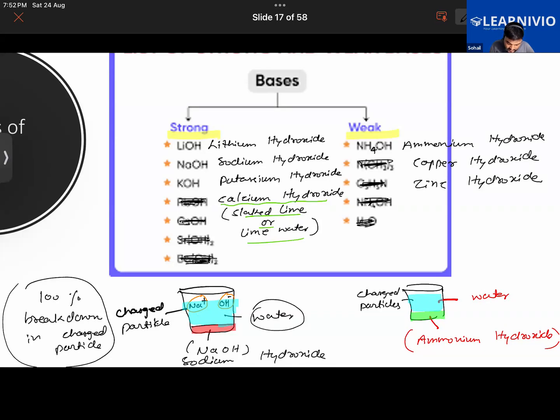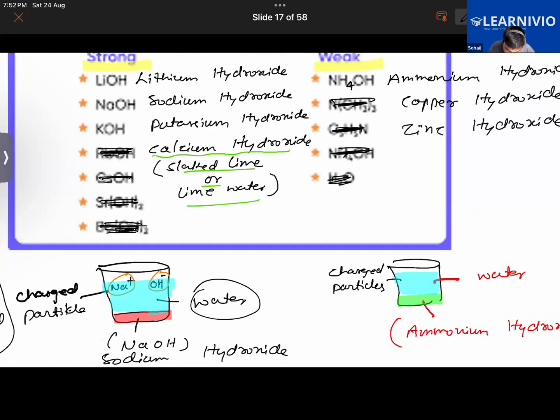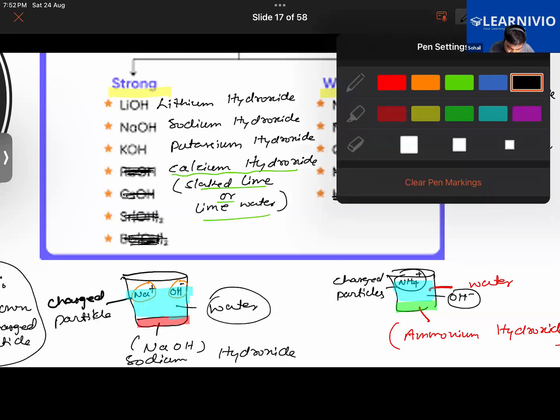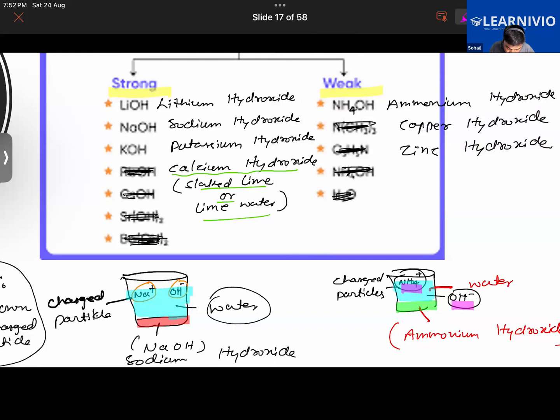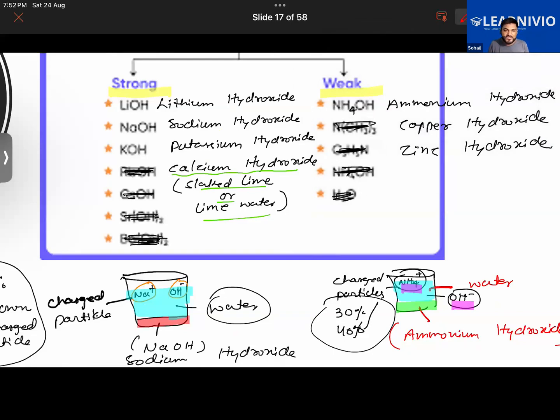So it will break into charged particles. What are those charged particles going to be? In this case it is ammonium hydroxide, so it will be NH4 plus, and another one, I'm writing it over here, OH minus. These are the charged particles into which it is going to break down. But not 100%. It could be 30% or 40%, like that. So this is the criteria upon which we classify them.